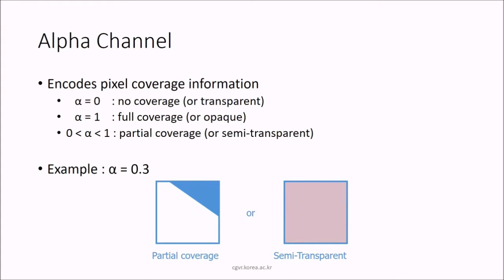For that we have the alpha channel. What is the alpha channel? It is for transparency. It encodes the pixel coverage information. That is, if alpha equals 0, there is no coverage, or transparent. If alpha equals 1, full coverage, that is opaque. If alpha lies between 0 and 1, that is partial coverage, or semi-transparent. This is an example of alpha equal to 0.3. This is partial coverage or semi-transparent like this.